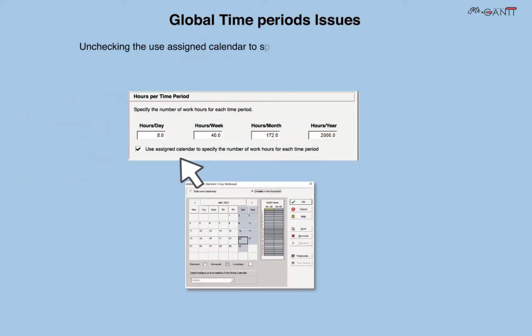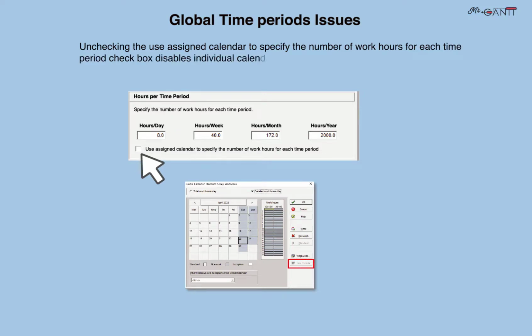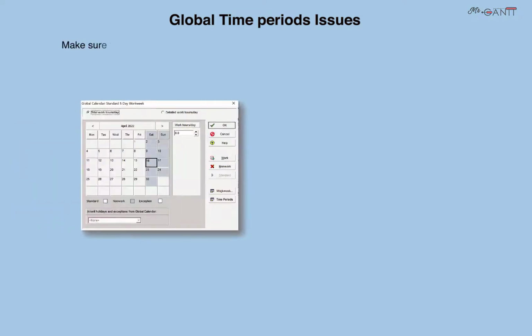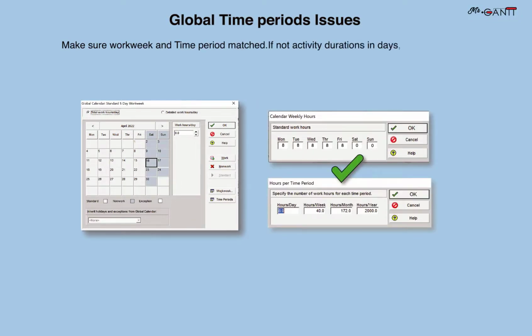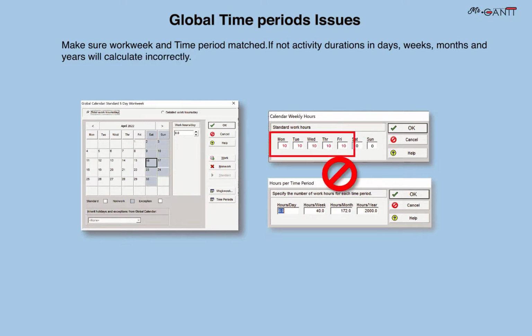Unchecking the Use Assigned Calendar to specify the number of work hours for each time period checkbox disables individual calendar settings, as you see, they are grayed out. Make sure the work week and time period match. If not, activity durations in days, weeks, months, and years will calculate incorrectly.